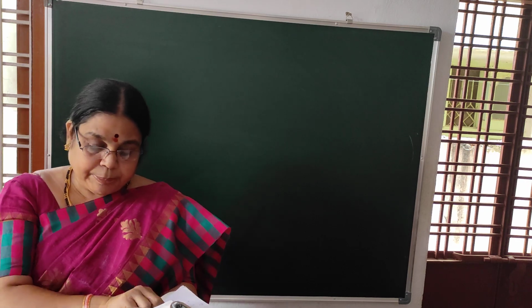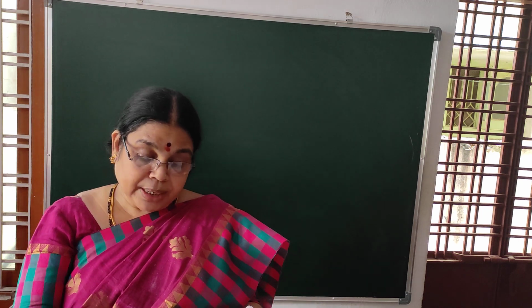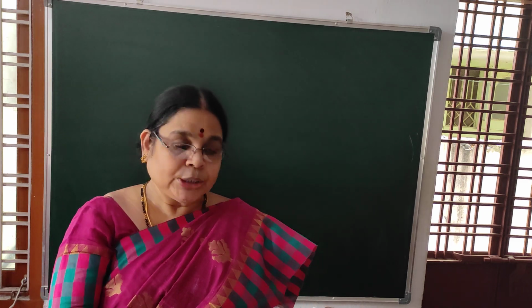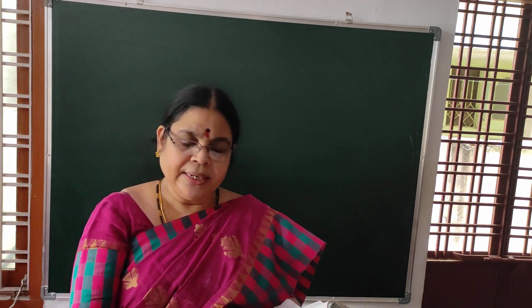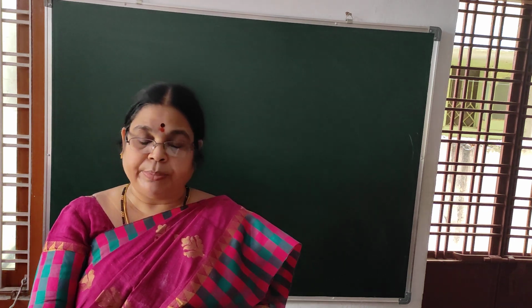Second sum. A positive number is 5 times another number. If 21 is added to both the numbers, then one of the new numbers becomes twice the other new number. What are the numbers? A positive number is 5 times another number. Here it should be a positive number. It cannot be a negative. So a positive number is 5 times the other number.